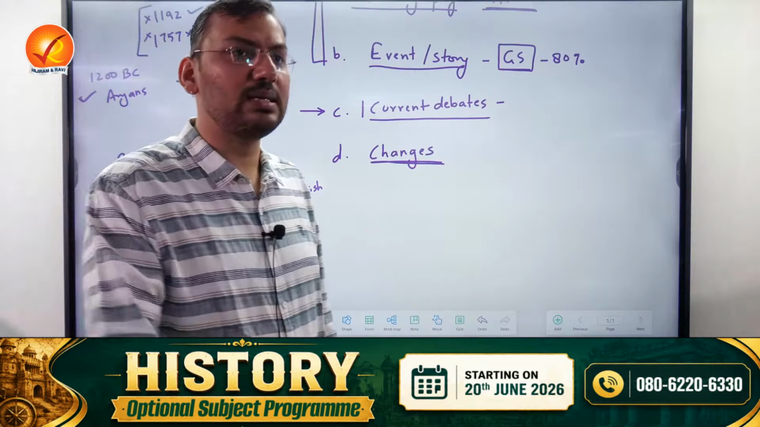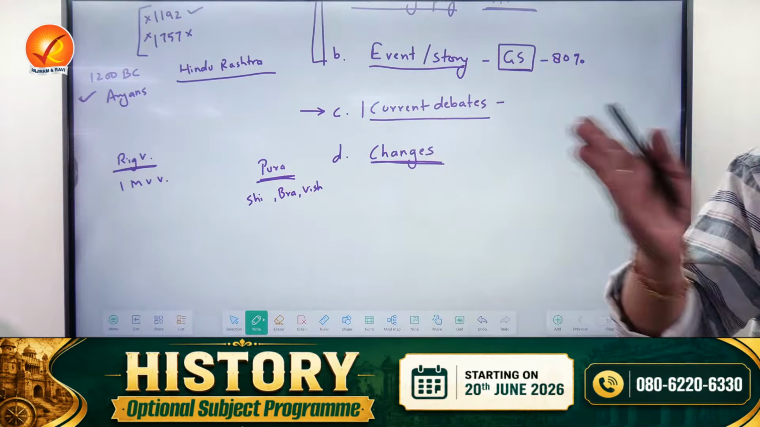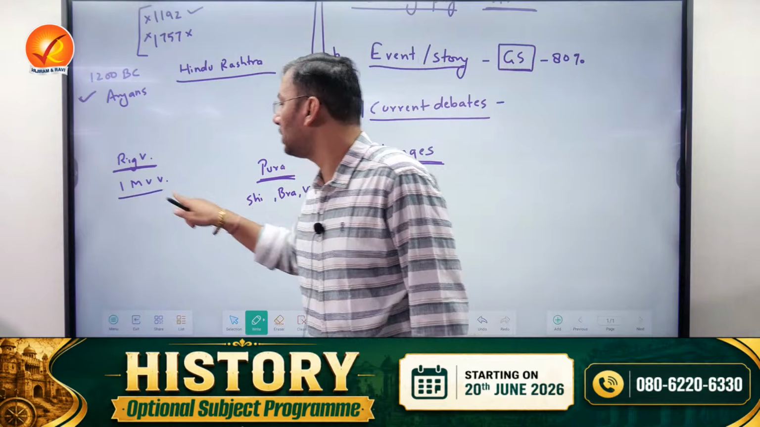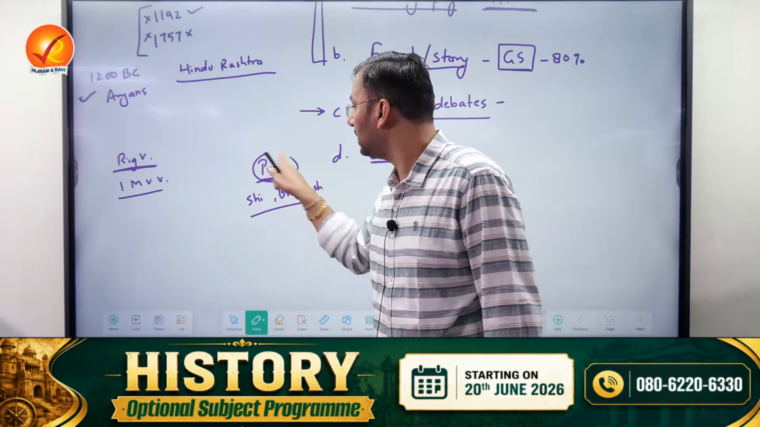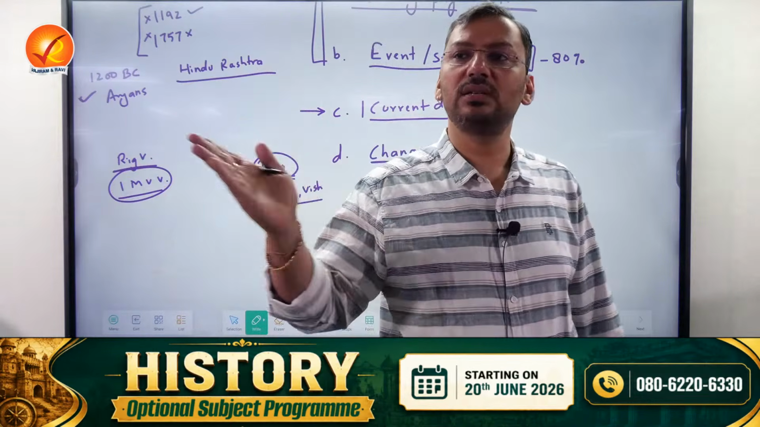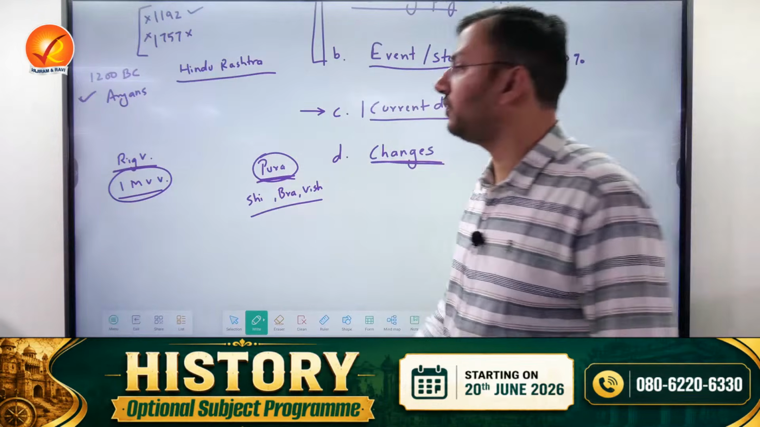Now how to answer this changing question? You go to all the books of Upinder Singh, R.S. Sharma. It is mentioned that these are Vedic gods, these are Puranic gods. But UPSC is asking how Puranas were written to make Vedic gods famous. Any guess how to answer this? The guess is that this information is wrong.